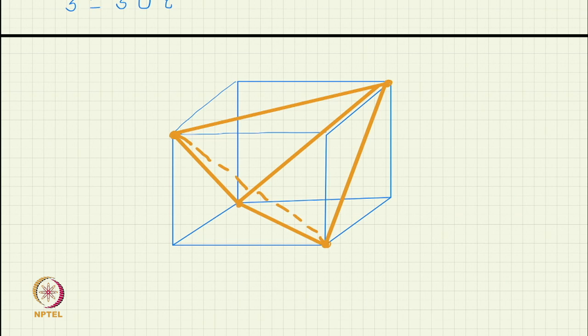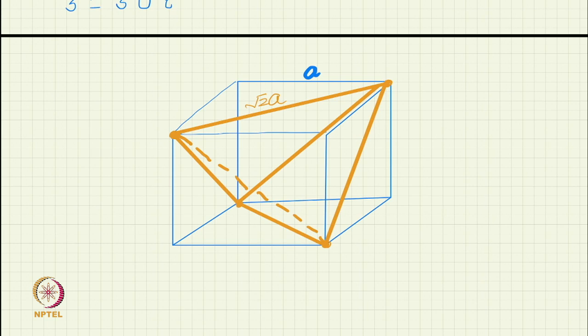this is a tetrahedron. You can see clearly that all edges are equal because all are face diagonals of the original cube. So, if the original cube had an edge length a, all these have an edge length root 2 a, which is one of the requirements of a regular tetrahedron. Also, you can see that the faces are triangles made up of equal sides. So, all faces are equilateral triangles, all the angles are 60 degrees, exactly again as required for a regular tetrahedron.